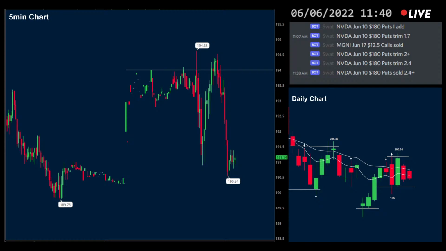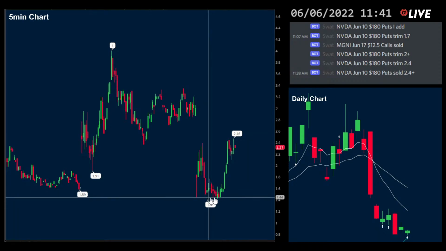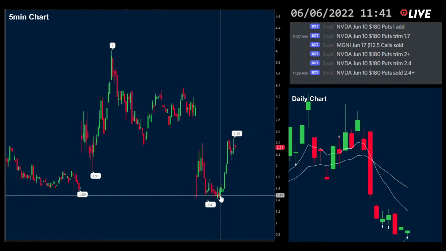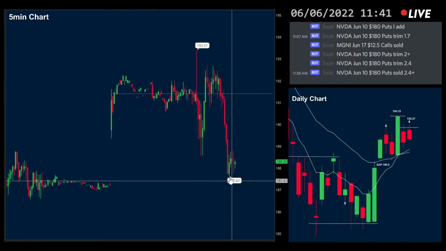We also got some NVIDIA, and that was another one that went very, very well. NVIDIA puts, the 180 puts. The low of the day was 1.41. My average was 1.56 and I closed at 2.40, the high of the day 2.46. And if NVIDIA breaks below 187, we have 183, 185, and below that a gap to fill at 180.